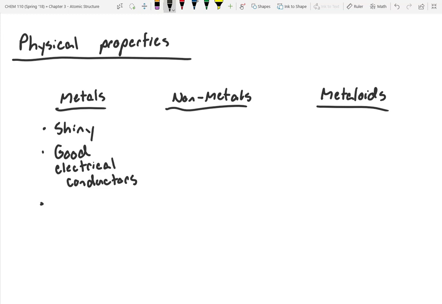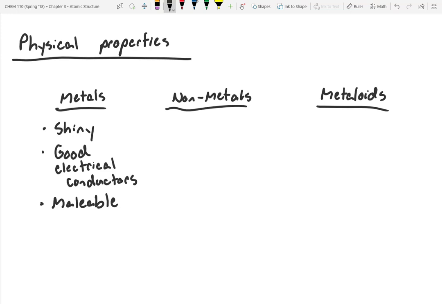All right, another term that you might not be familiar with is malleable. What does malleable mean? Does anybody know? It can be shaped, right? So if you take, let's say, a piece of gold, you can actually hit it with a hammer and flatten it out. You can't do that with a lot of nonmetals. For example, if you try to do that with charcoal, which is a nonmetal, it just pulverizes, right? You're not going to actually flatten out charcoal.